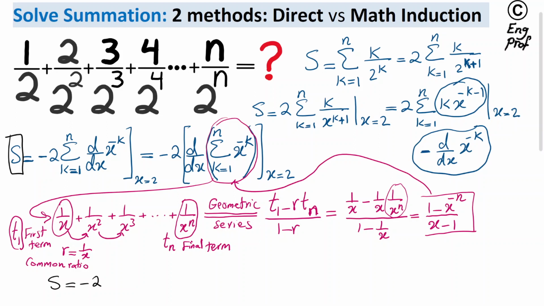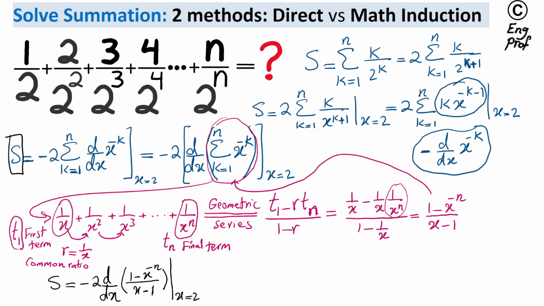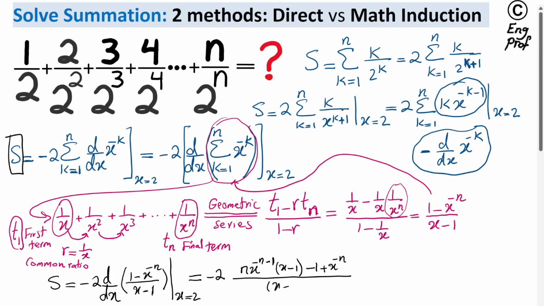-2 as is here, and then we have derivative with respect to x, and then this thing, which is 1 minus x to the negative n divided by x minus 1, and of course after I compute everything I have to substitute x equal to 2, so it becomes -2. Alright, this derivative is a simple one, so it's derivative of numerator, which is plus n x to the negative n minus 1 times denominator x minus 1, and then minus derivative of denominator with respect to x, which is 1, times minus 1 plus x to the minus n, divided by denominator squared, which is x minus 1 squared.